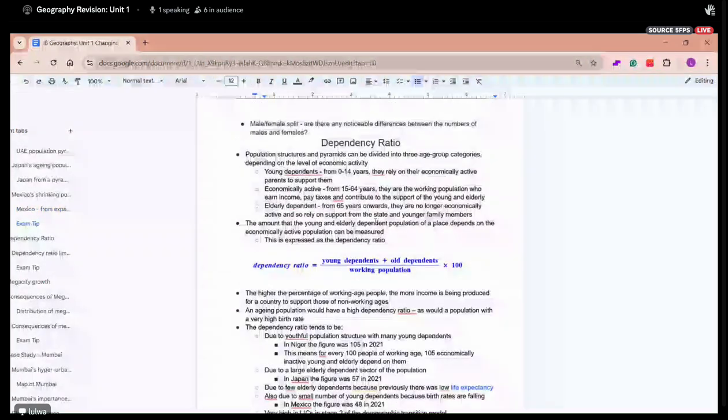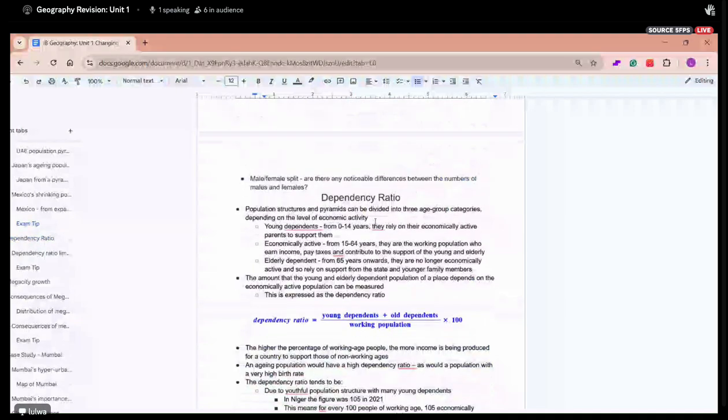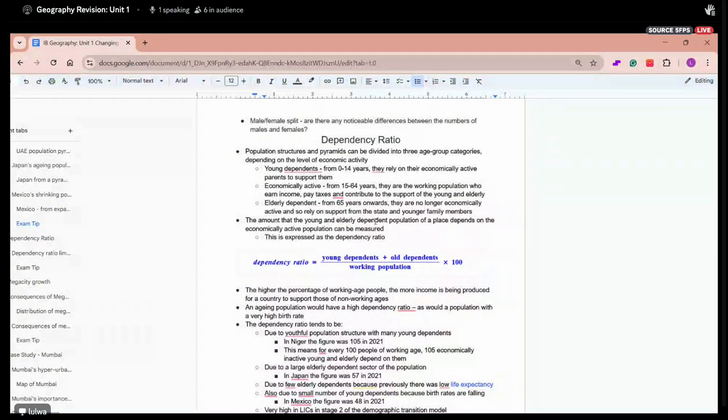And so you have different ratios that you can calculate. For example, you have the dependency ratio, which is the young dependents plus old dependents over working population times 100, which basically means how much of the population relies on the economically active to support them. For example, children ages 0 to 14 rely on their economically active parents to support them. Oh, I made a mistake. It's 15 to 64, not 18 to 64.